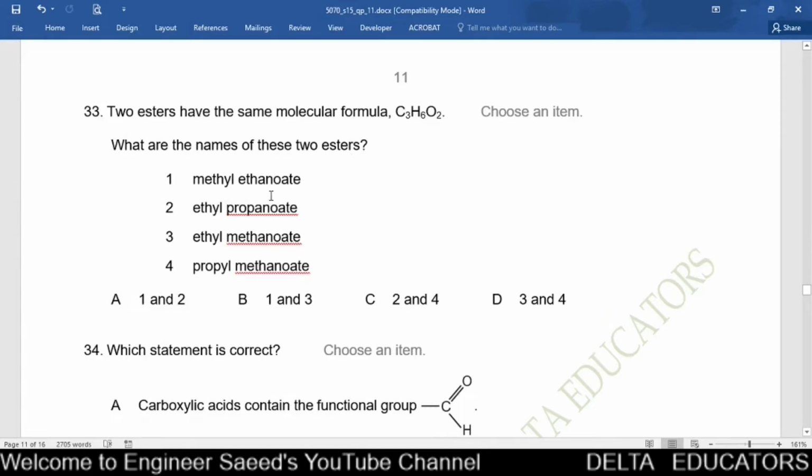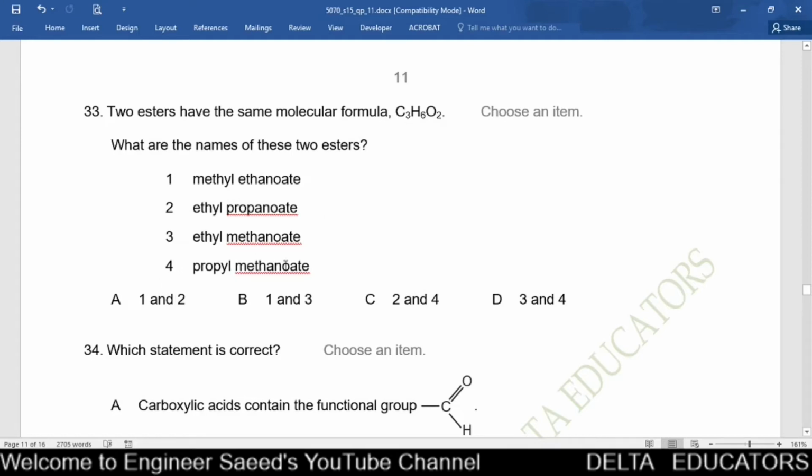Number 2, ethyl propanoate. In ethyl we have 2 carbon. In propanoate we have 3 carbon. So total number of carbon is 5. Here number of carbon is 3. So number 2 is incorrect. Number 3, ethyl methanoate. This one is also correct. In ethyl we have 2 carbon. In methanoate we have 1 carbon. So total number of carbon atoms are 3. And here we have 3 carbon. So number 3 is correct.